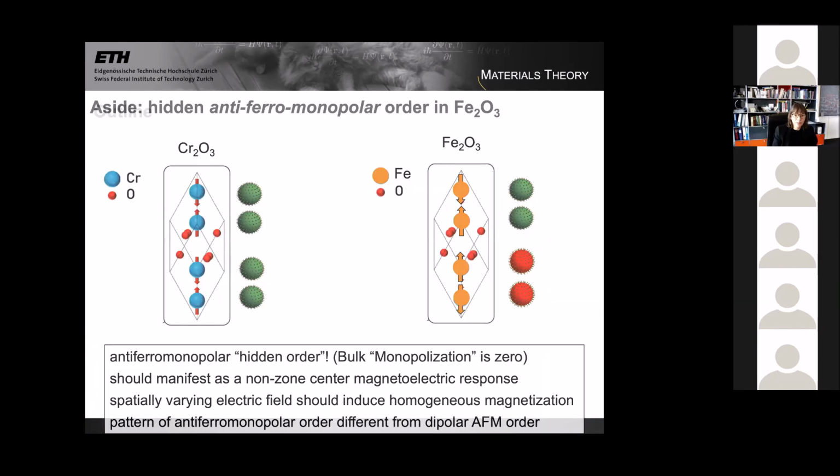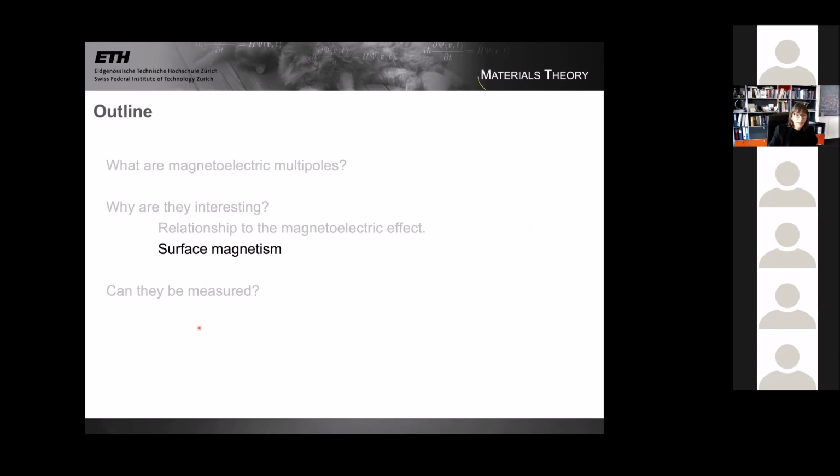Okay, I'm going to skip over that because I'm going to run out of time. So I've showed you hopefully why they're interesting because of this relationship to the magnetoelectric effect. And for me, it's always been helpful in thinking, if I want to design a new magnetoelectric material, to think of which combination of atoms are going to have these magnetoelectric multipoles, and how I should arrange them then to engineer a net magnetoelectric effect. What I want to show you next is why they're interesting because of their surface magnetism.